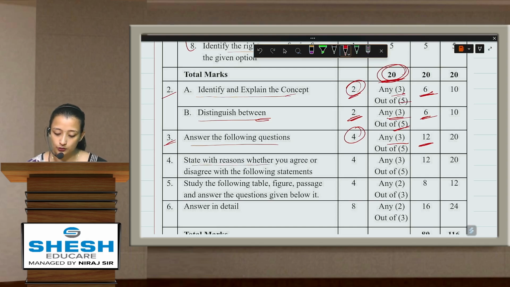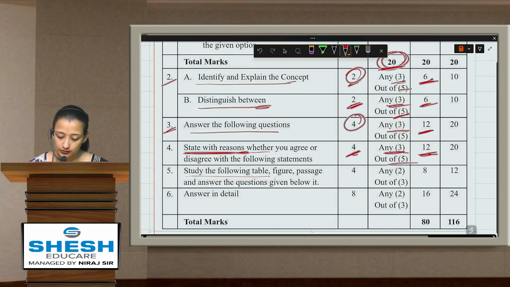State with reasons whether you agree or disagree. You need to state the reason. There will be a statement given. You have to say whether you agree or you disagree. If you agree, then why? If you disagree, then why? You have to explain it. 4 marks per question. So you cannot write just agree. You have to explain it in the economic sense, why. So again, any 3 out of 5 questions and 12 marks total for agree disagree questions.